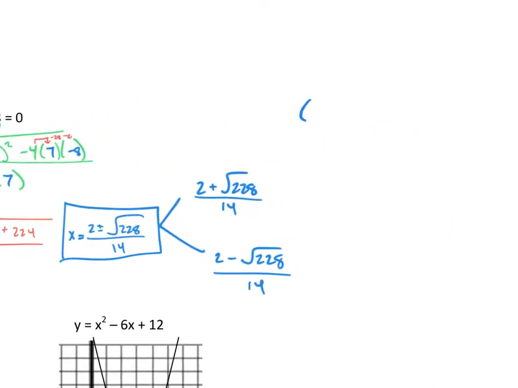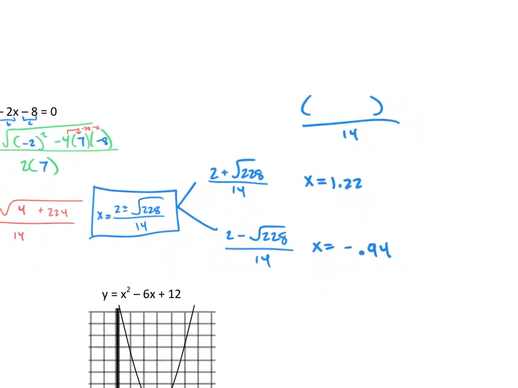And so when you type in your numerator into parentheses on your calculator, the two answers that you should get on this are that x is about 1.22, and then when we do the negative one, we get a -0.94 after you round.